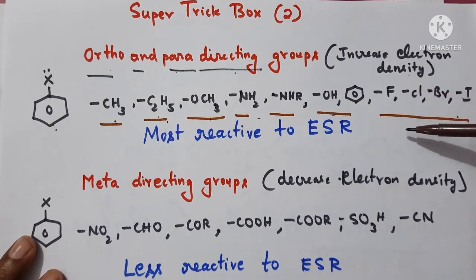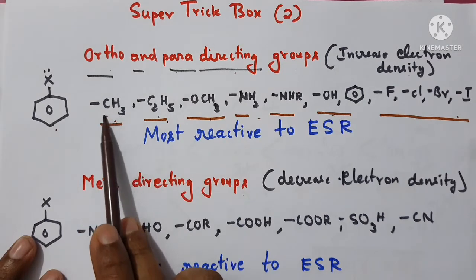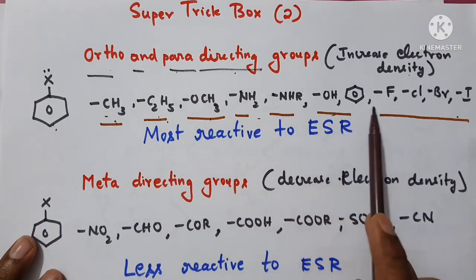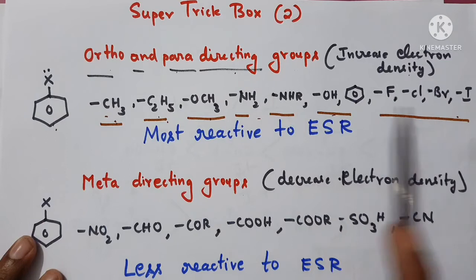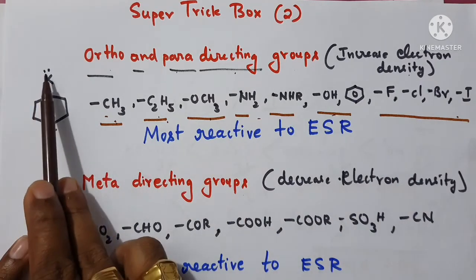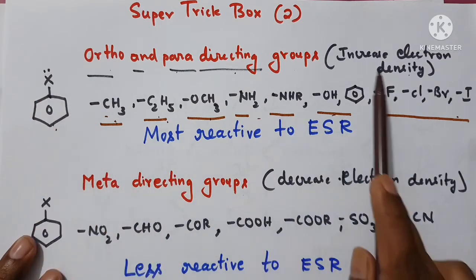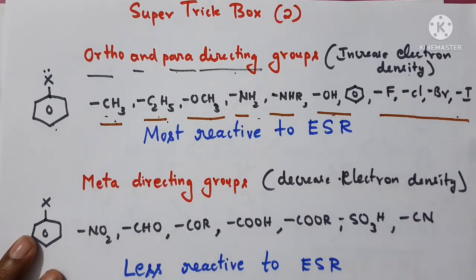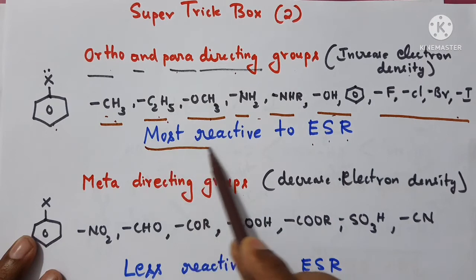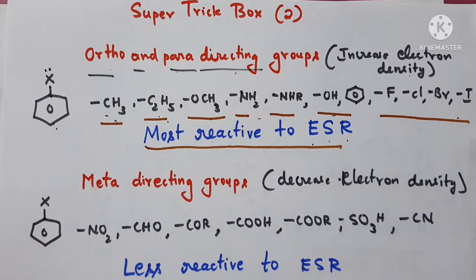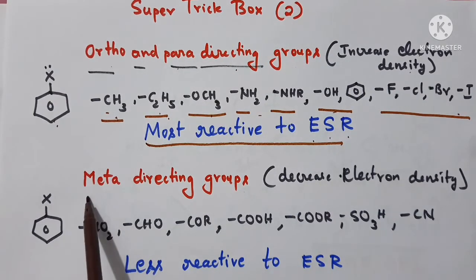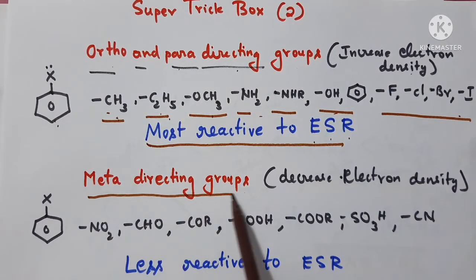Remember, once again I am going to repeat, these are ortho and para directing groups. When these are present on the benzene, you can observe it is increasing the electron density on the benzene, due to which it is going to be most reactive towards electrophilic substitution reaction. It will become most reactive. Very, very important, children. Next, you just observe here, we have meta-directing groups.